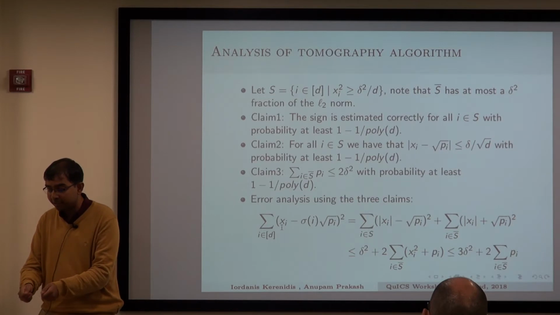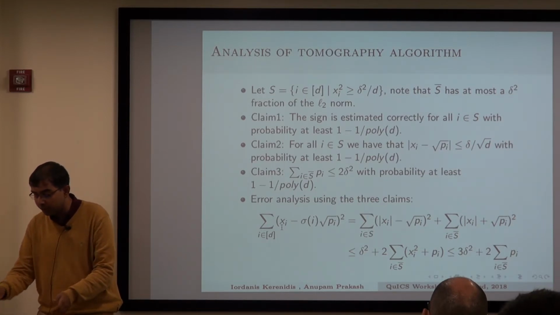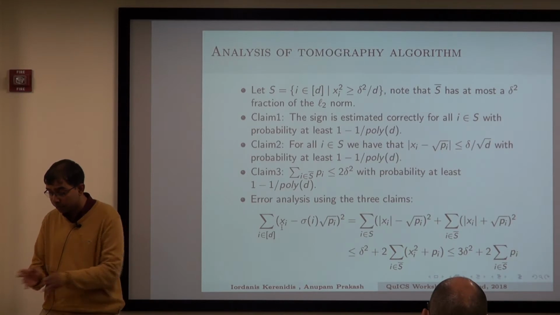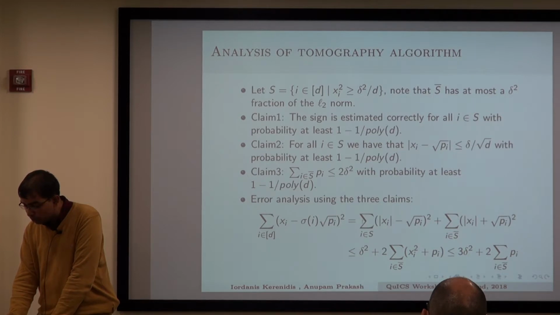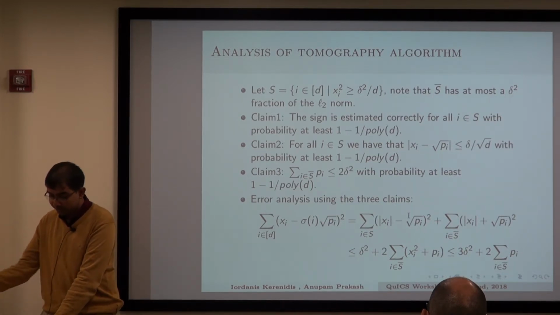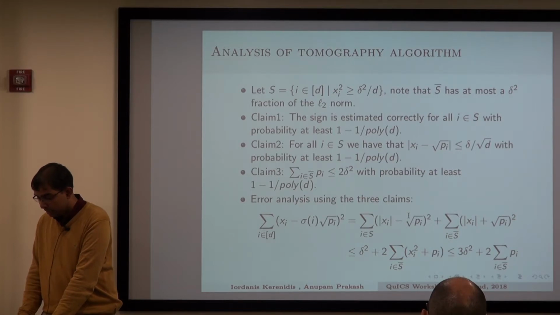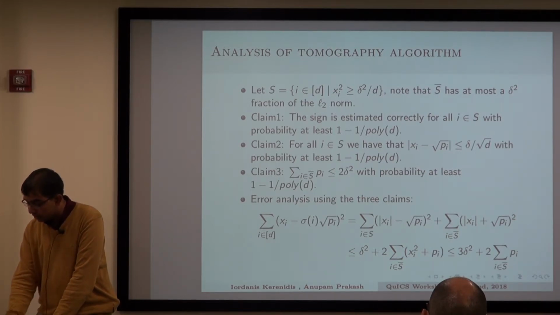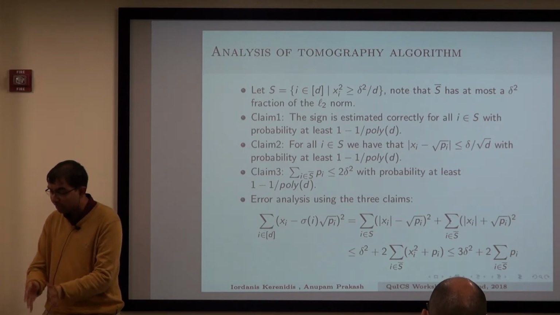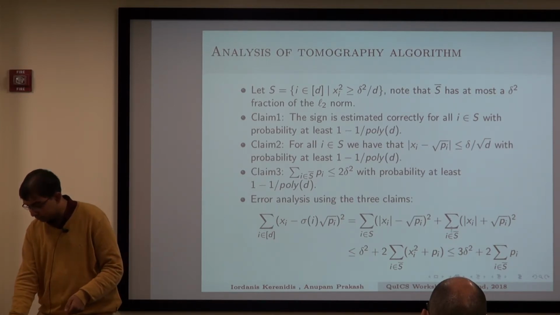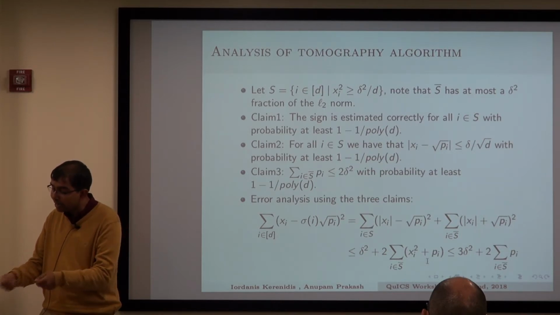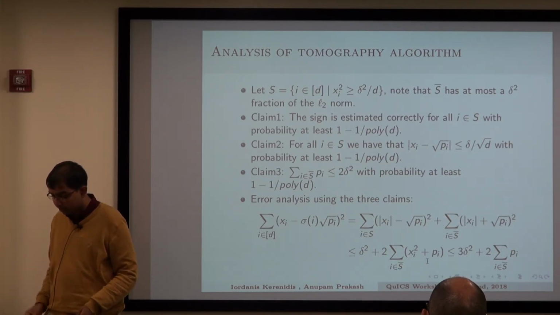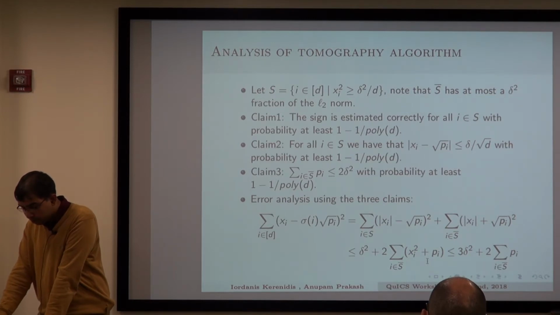So the error is the sum of (x_i minus sigma_i square root pi_i) squared. So this one can split into a sum over S and a sum over S bar. And from claim 2, we know that the sum over S is bounded, like it has norm at most delta squared. And when we look at the sum over S bar, we can use the AM-GM inequality and then combine everything to get 7 delta squared for this entire error.